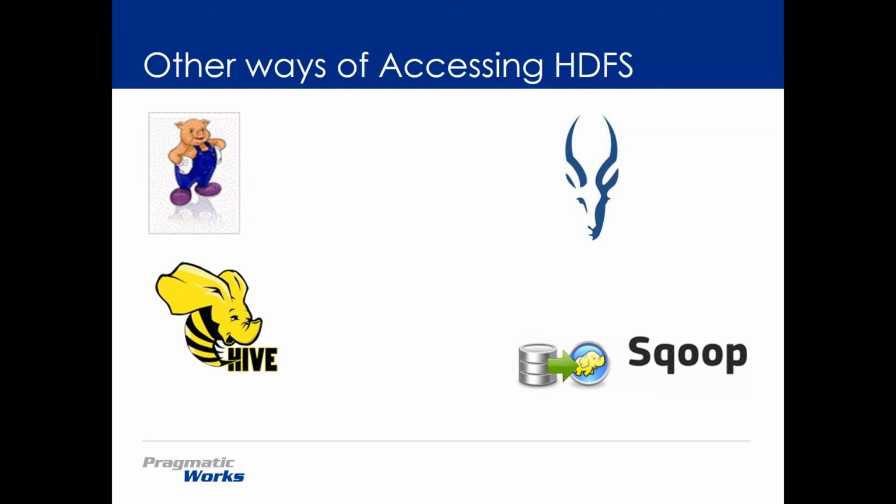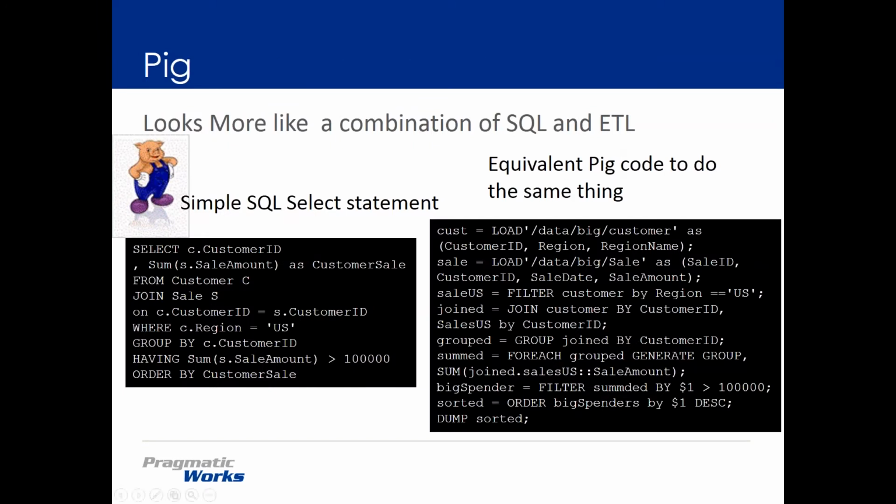So a little bit about Pig, though. Pig looks more like a combination of SQL and ETL. Here I've shown a simple SQL select statement, and this is the equivalent Pig code to do the same thing. Now I'm assuming most people are familiar with SQL Server, and you can kind of look at this and see how this relates to the query over here on the left. First, you need to load the data. You give it a schema. You load the other table. You give it a schema. You tell it what you want to filter on. You tell it what you want to join on.